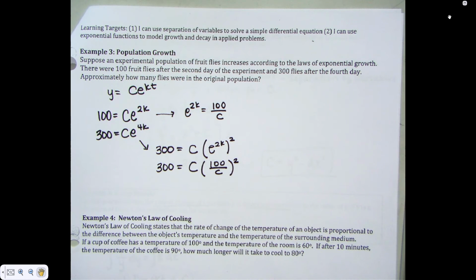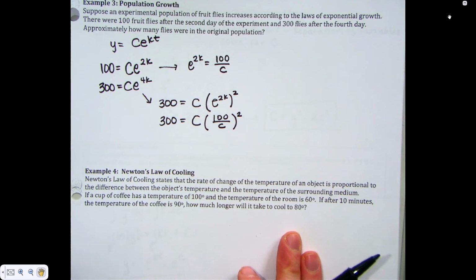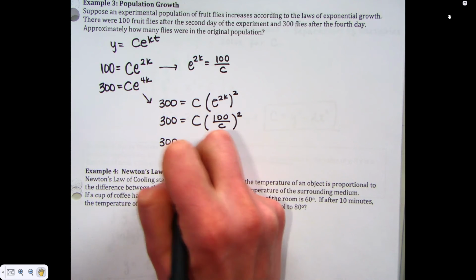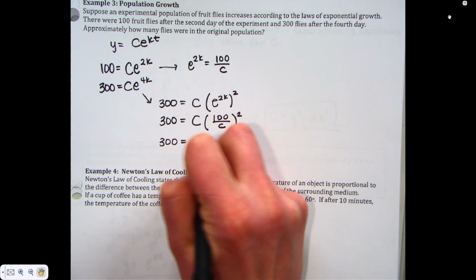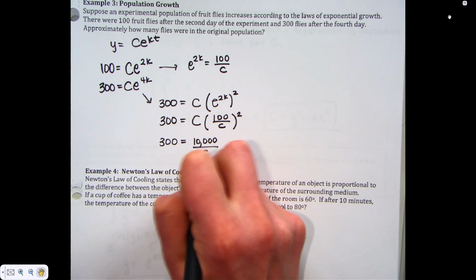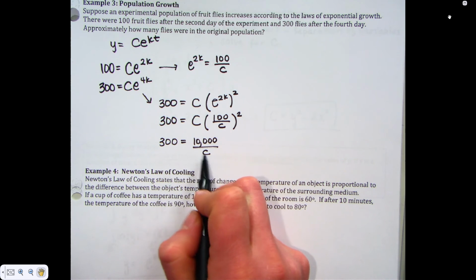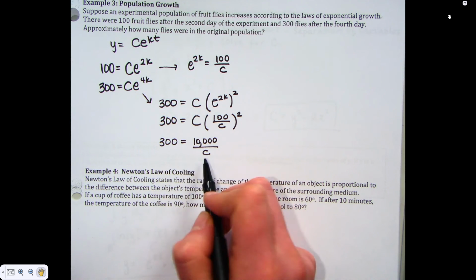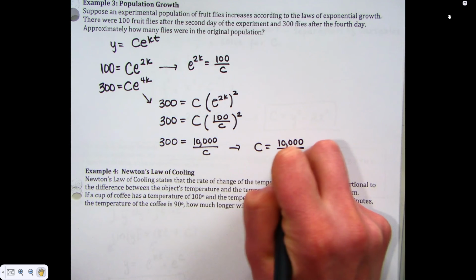Right? This kind of depended on me having a 2 and a 4. There are other ways to solve this. Make sure that you try them out and see if you can create your own model this way. What would happen? I would have 300 equal to 100 squared, so that's 10,000. There's a c here over a c squared, so that would give me over c. And I would cross multiply or multiply both sides by c, and I will have that c equals 10,000 divided by 300.